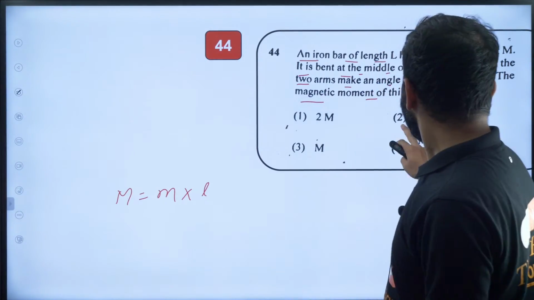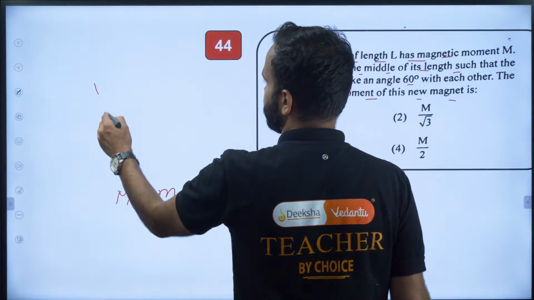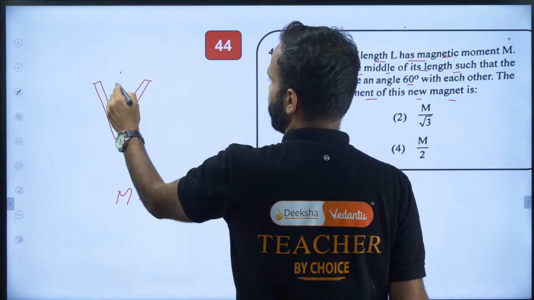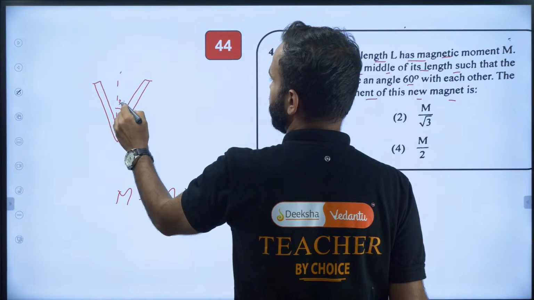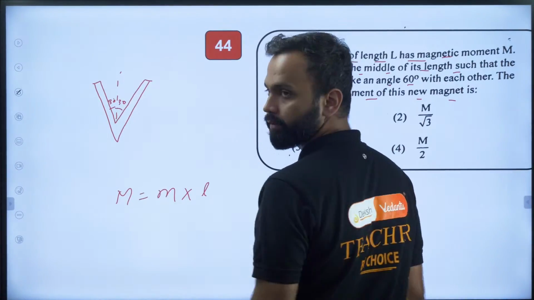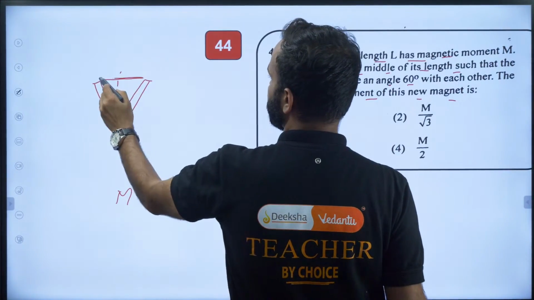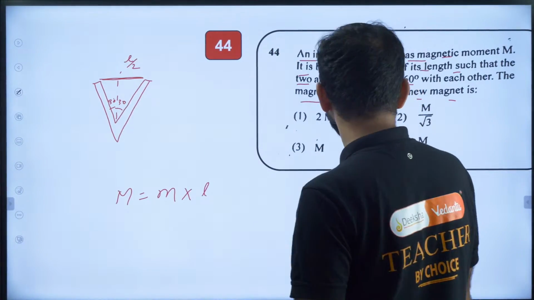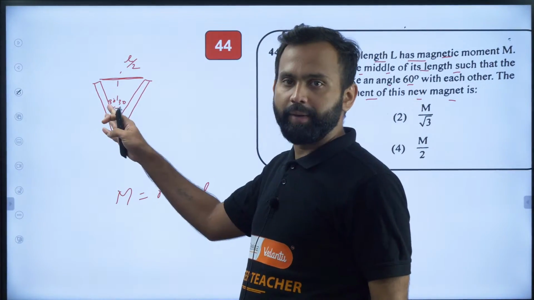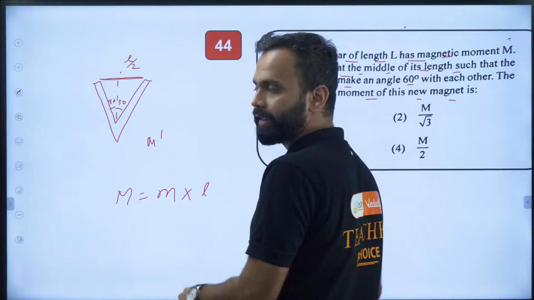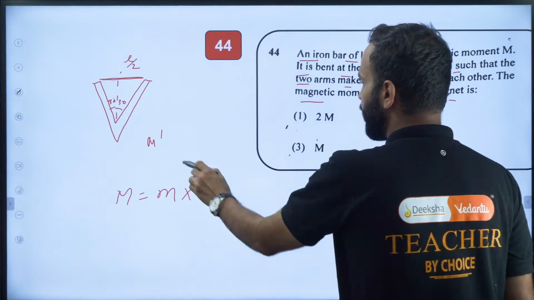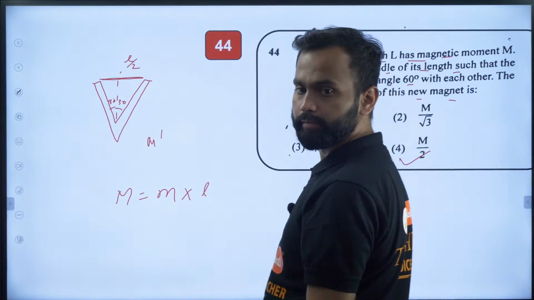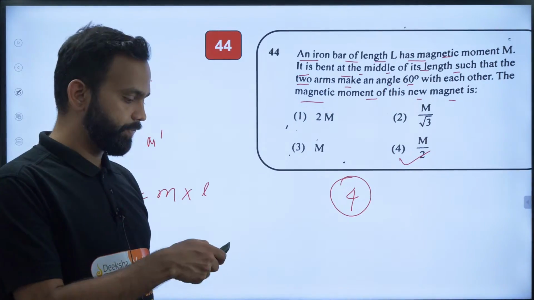Now it is bent like this, 30 degree and 30 degree, total 60 degree, right? So what is the distance between these two poles? That will be L by 2. Now find the new magnetic moment, then take the ratio, and you will get M dash as M by 2. So the correct option is 4.